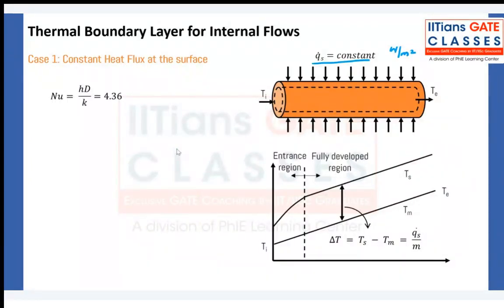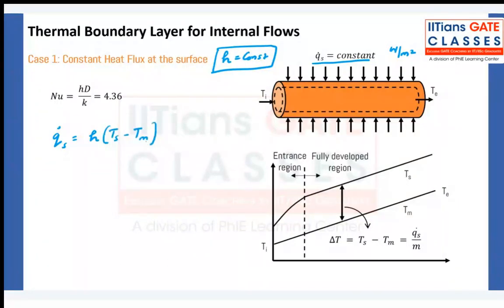And I already know that heat transfer coefficient will remain constant. It will not change. Once I have decided my diameter of pipe, my characteristic dimension, and the velocity, then it is not going to change. So Q dot S is equal to H times TS minus T mean.